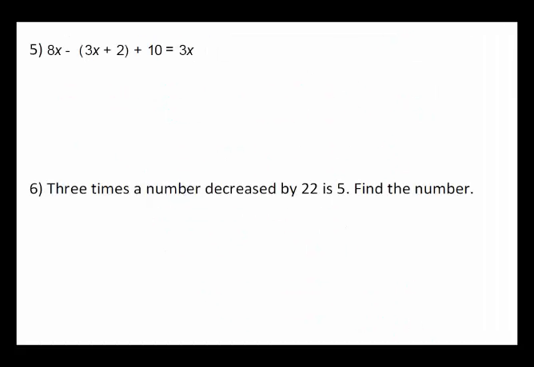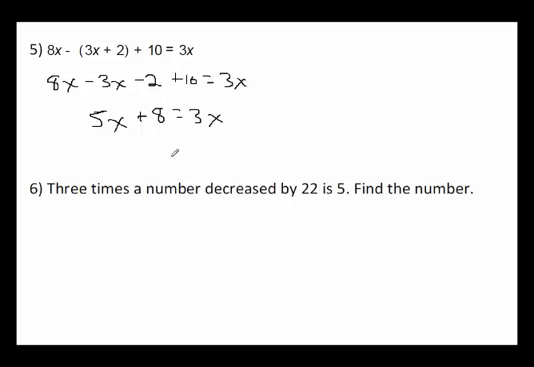Number 5 is a similar problem to the one that we've looked at before, much easier than number 3, and really all you need to do with the first step over here is open up the parentheses to start. So we can leave the 8x as it is. Now this becomes negative everything in the parentheses. So negative 3x, negative positive 2 is negative 2, plus 10 equals 3x, okay? Combine what you can combine, 8x minus 3x, 5x, negative 2 plus 10, positive 8 equals 3x.